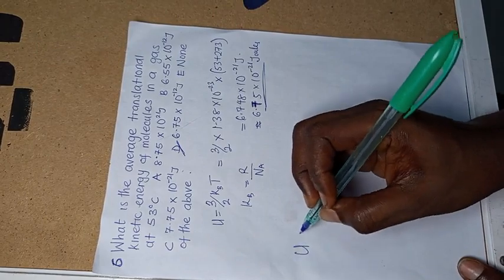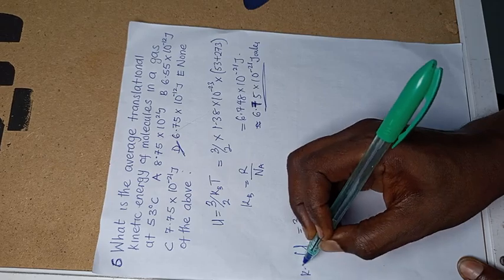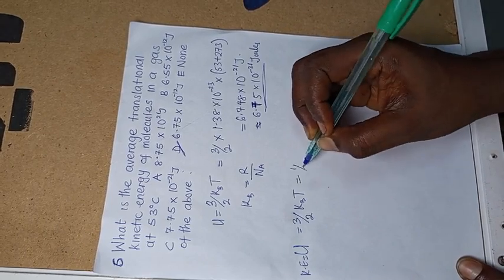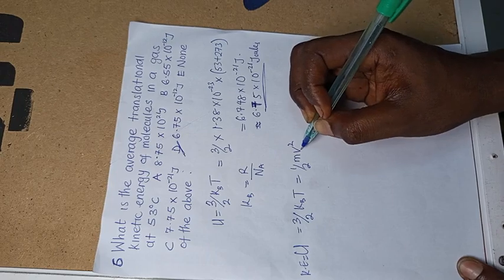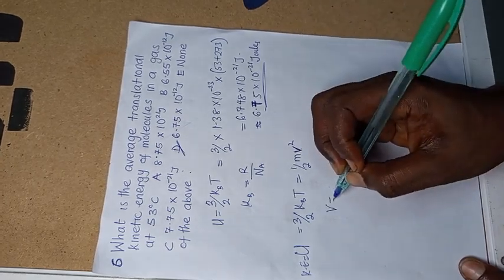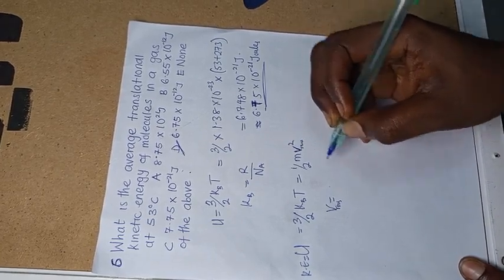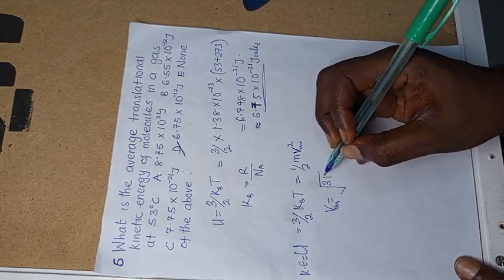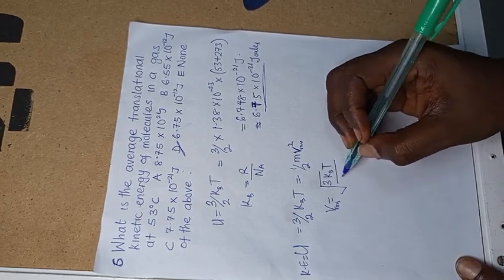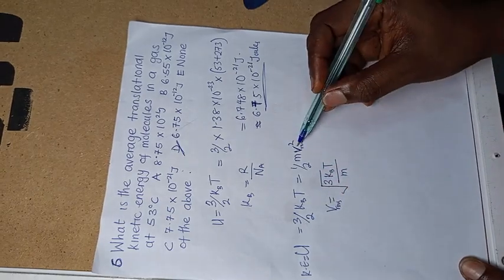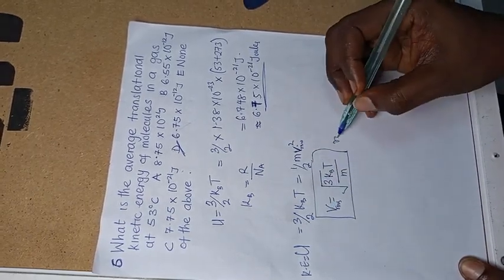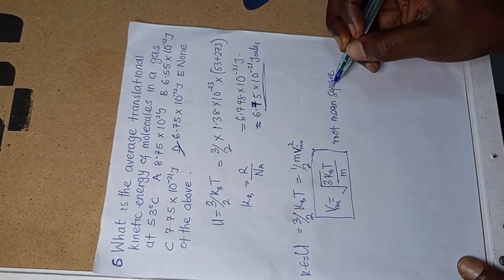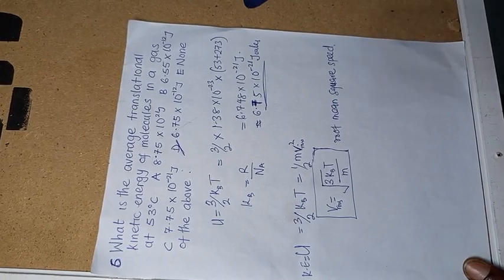Don't forget this translational kinetic energy is equal to 3 over 2 kBT. It's also the same as 1 over 2 mv squared, where v is the root mean square speed. That is the same as the square root of 3kBT over m. If you make this the subject of the formula, this is what we call the root mean square speed. So that's what we call it.